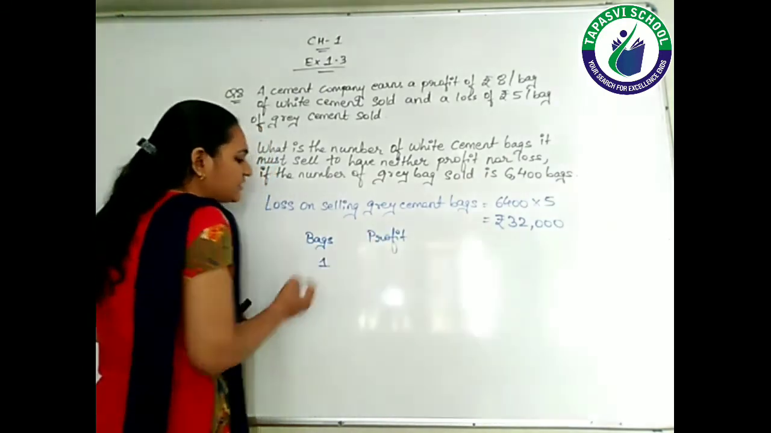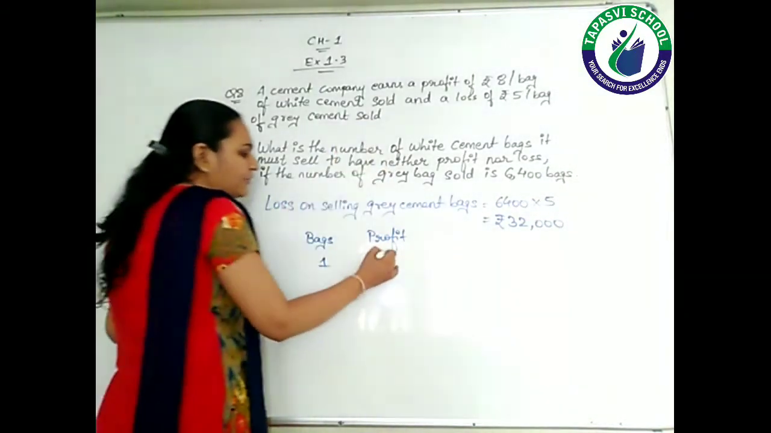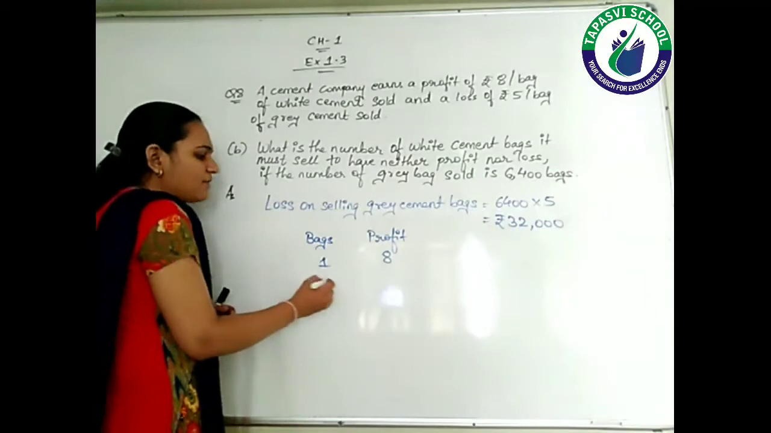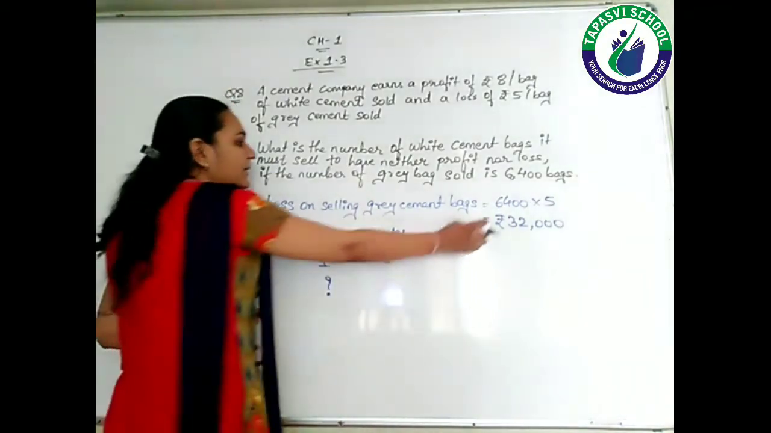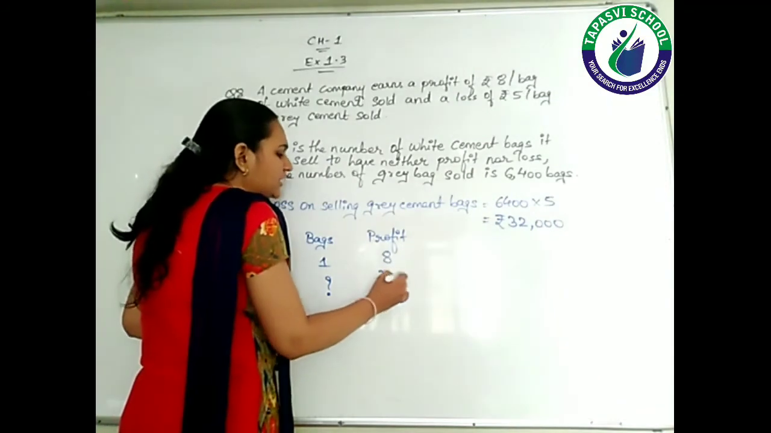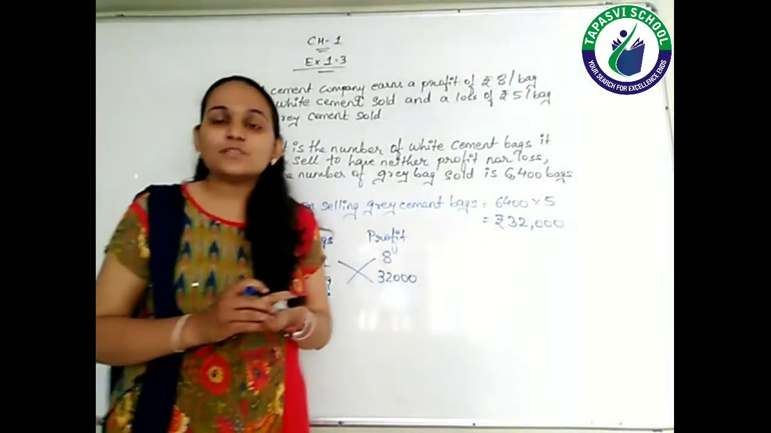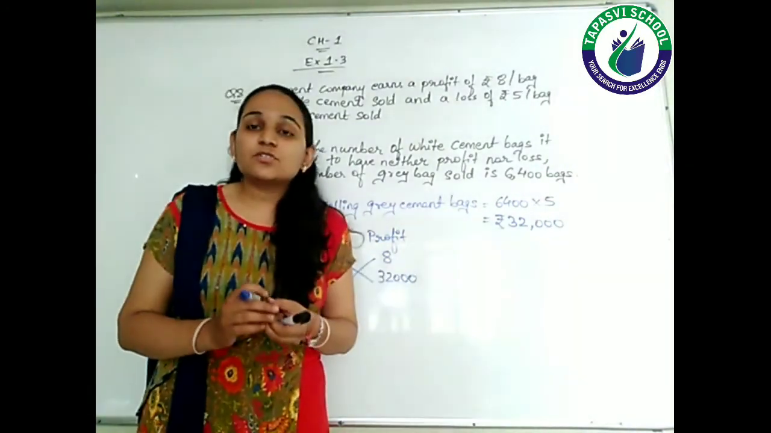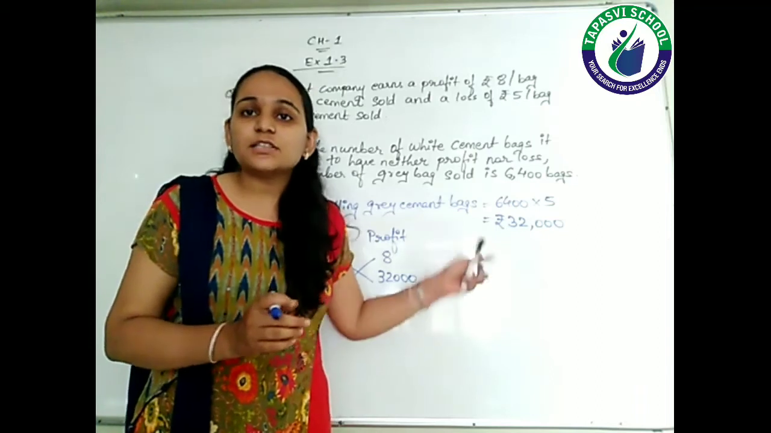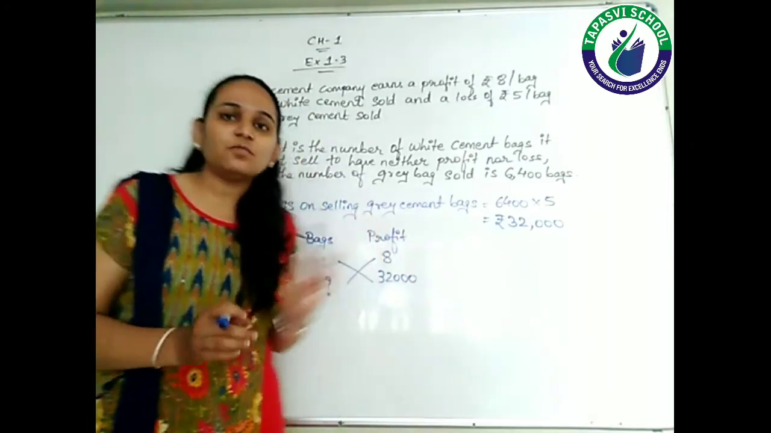If the company is selling one bag of white cement, they make a profit of 8 rupees. Now how many bags does the company need to sell so that they can make a profit of 32,000 only? I hope now things are getting clear in your mind, students, why I have chosen 32,000 only, because the company needs to make no profit, no loss. That is, whatever loss they made, the profit should be the same. So 32,000 only we want to make it.